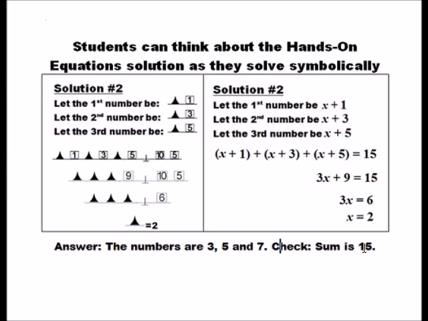So students can think about hands-on equations as they solve symbolically. As they solve this symbolically, they combine their x's, and they get 3x plus 9 equals 15. You subtract a constant 9 from each side, and so the pawn is worth 2. So the hands-on equations verbal problems book is very helpful in introducing students in the middle grades to verbal problems. Thank you.